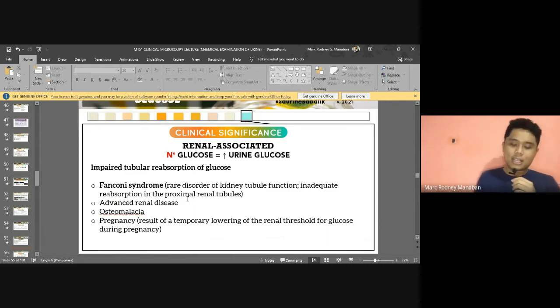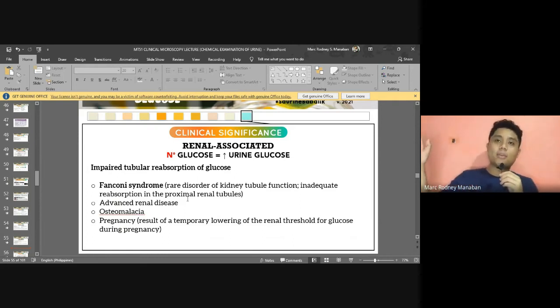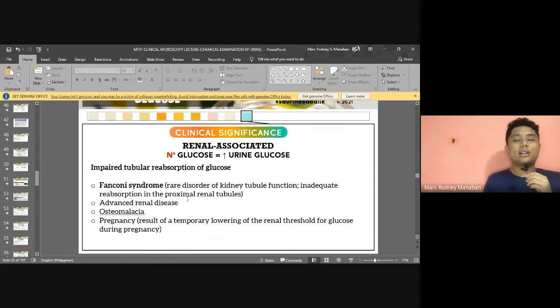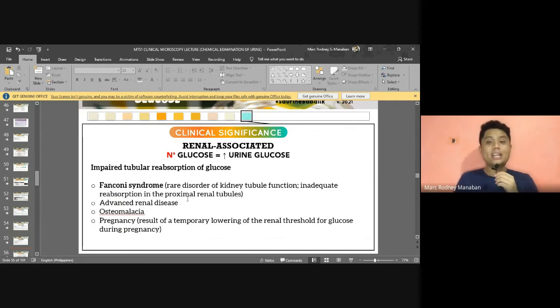For pregnancy, there is a temporary lowering of the renal threshold. So instead of 160 or 180, it can go down to around 100. Lowering, right? So even if your glucose levels are normal, glucose can still be excreted in your urine. Okay? I hope you get it. Very self-explanatory, right? It's not that complex.